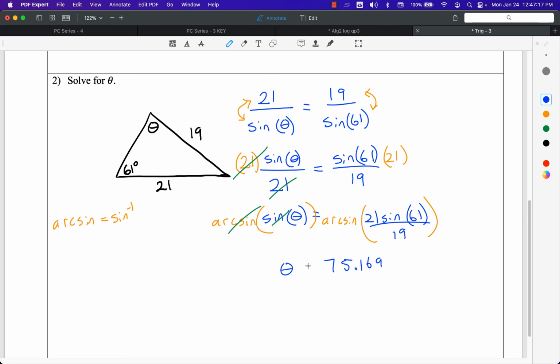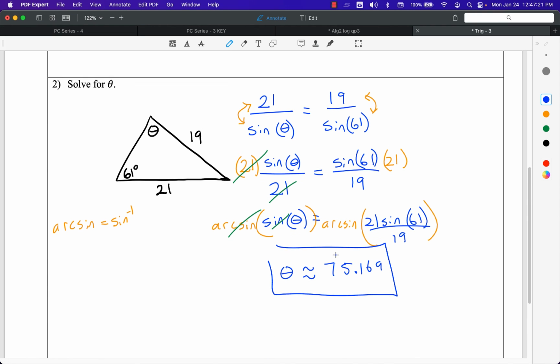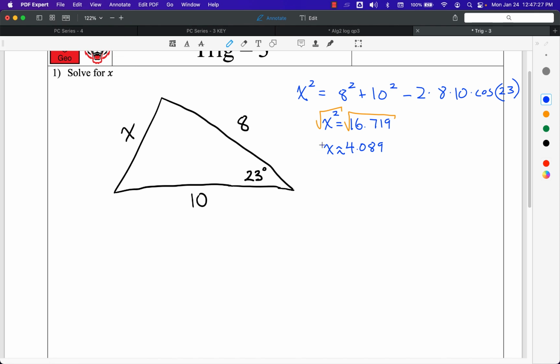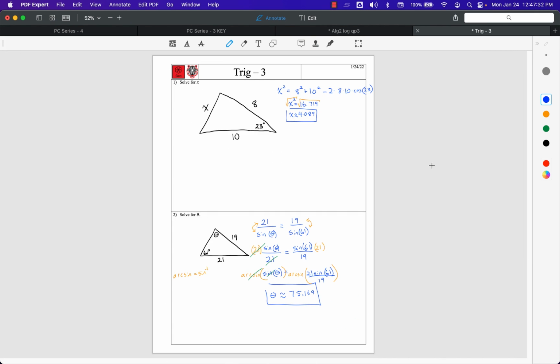We did round to 3 decimal places, so I'm going to use this approximately equal to sign instead of the equal to sign. And I should have done that up here as well. It's not exactly equal to 4.089. It is approximately equal to 4.089. And again, I'm going to box both my answers. Let's zoom out to size.